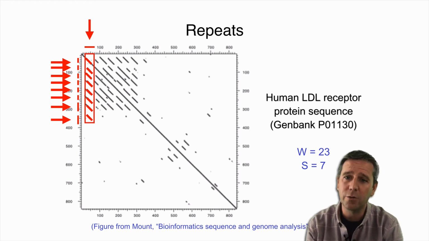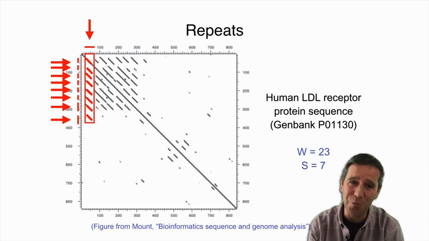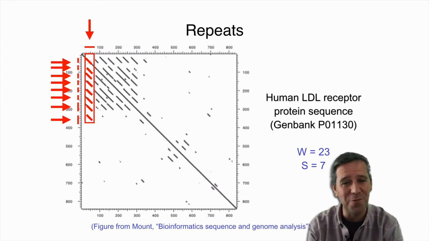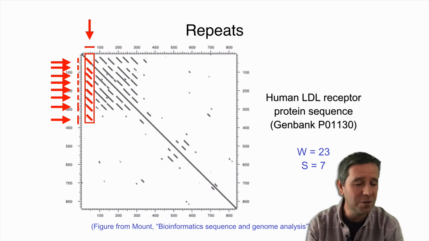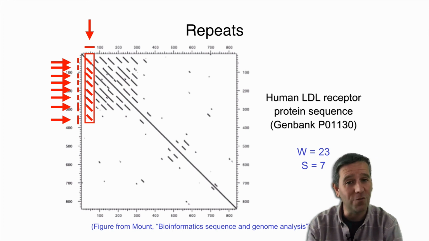We use this quite a lot when we're looking at long genomic sequences, looking for repetitive elements and these sorts of things. That's one of the main uses for this visual dot plot approach.